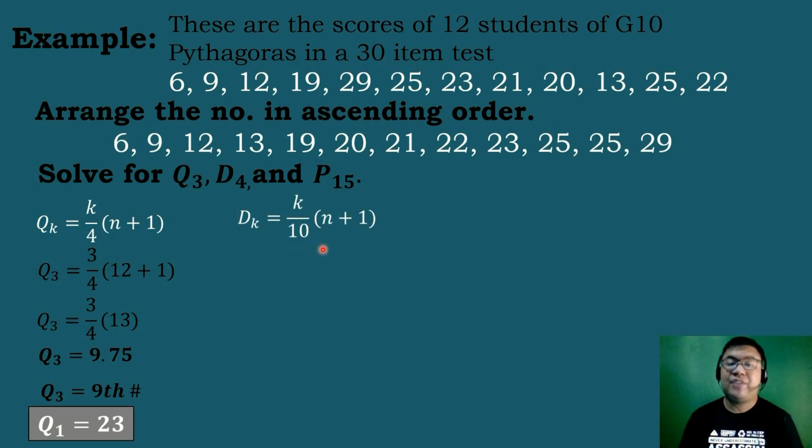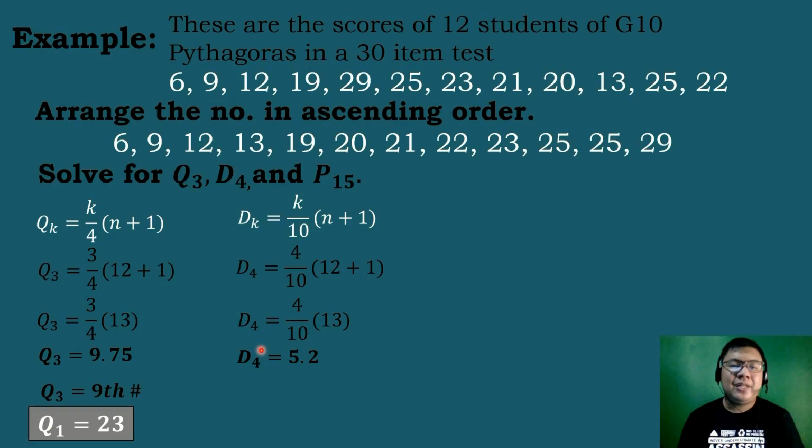Let's now solve for the value of decile 4. We will be using this formula. Decile sub k is equal to k over 10 times the quantity n plus 1, since we are looking for decile. We have decile 4 is equal to 4 over 10 times the quantity n, again equal to 12, plus 1. 12 plus 1 is equal to 13. 13 times 4 is equal to 52, divided by 10 is equal to 5.2.